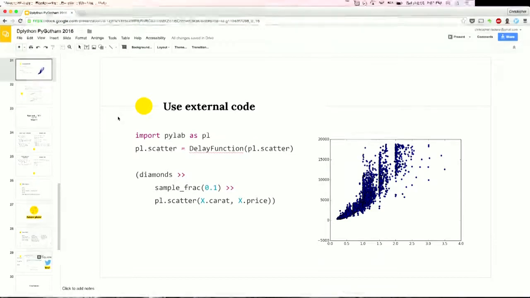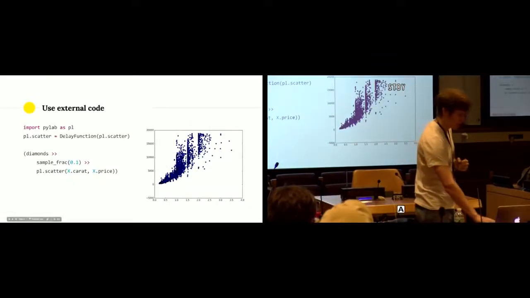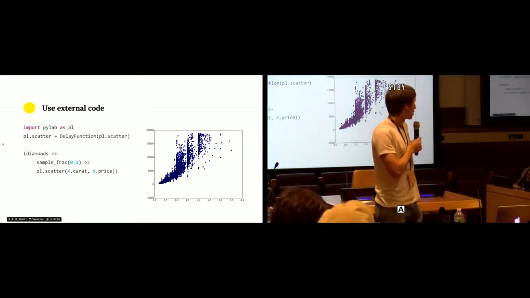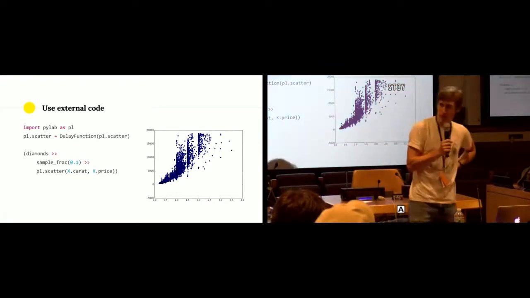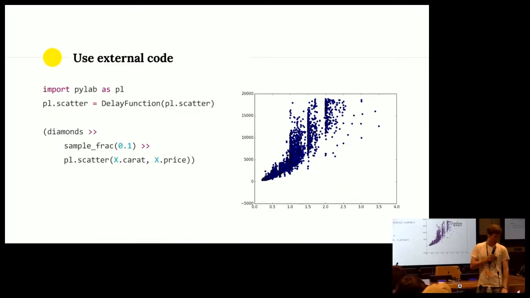Okay, and I'm going to go back into presentation mode. We can also import external code. So say I want to visualize something. Right now, this is a little clunky. I'd like to improve this. But you can just call this decorator, a function that you can call on a function. So I'm importing PyLab to do plotting. I run this decorator on the scatter function. And now I can pipe my code directly into this.